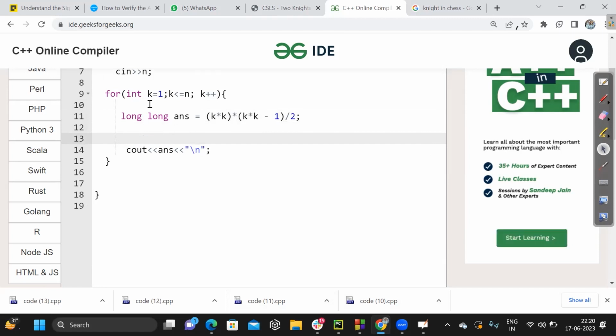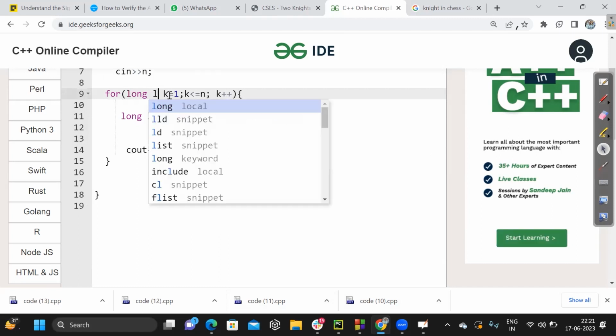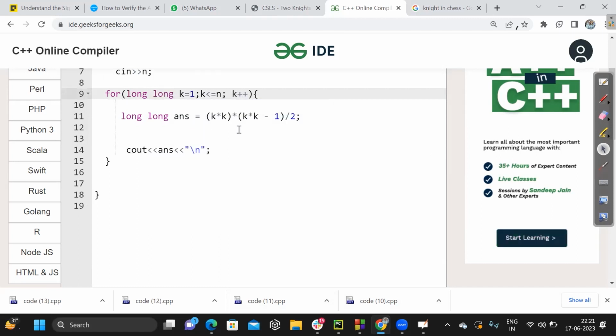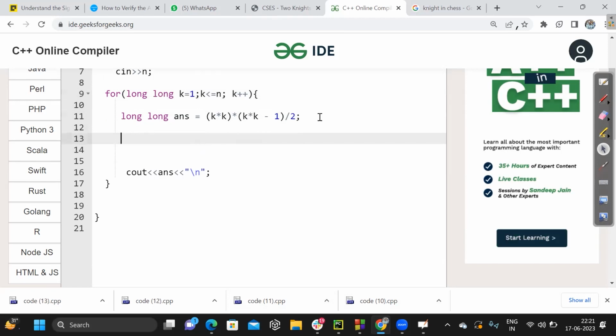Next, what can we do? Let us take this to be long as well. Fine, let us take the value of K to be long as well. Then I can just say answer minus equal to, what will it be? 4 into k minus 1 into k minus 2 into 4, right? That is a possibility that we can have.